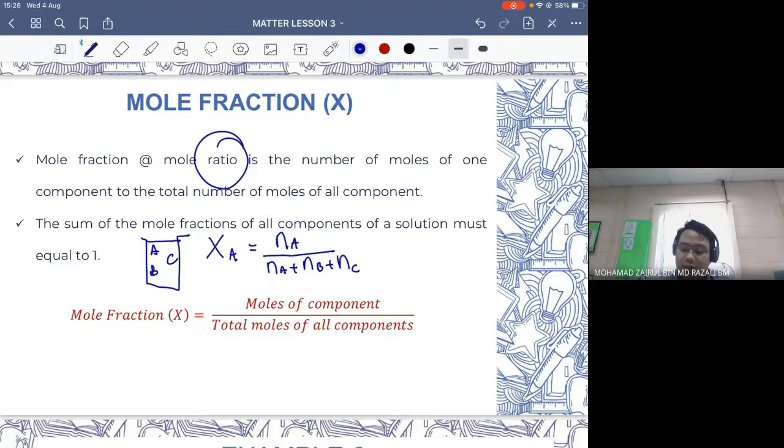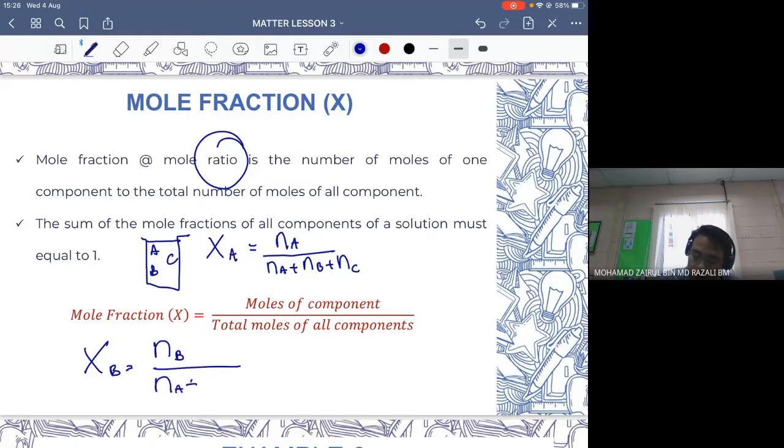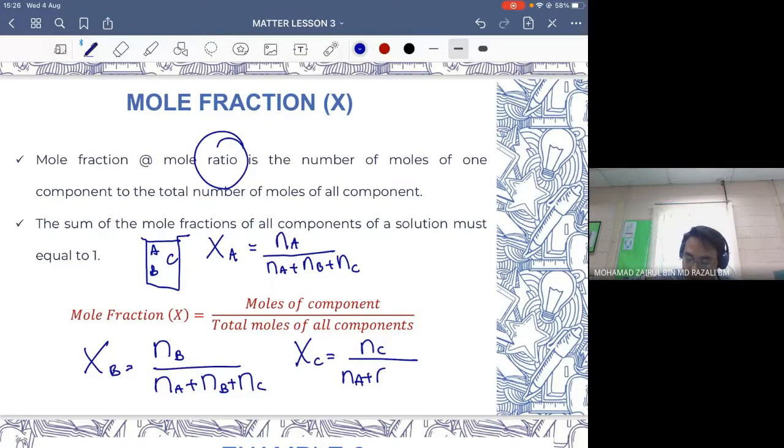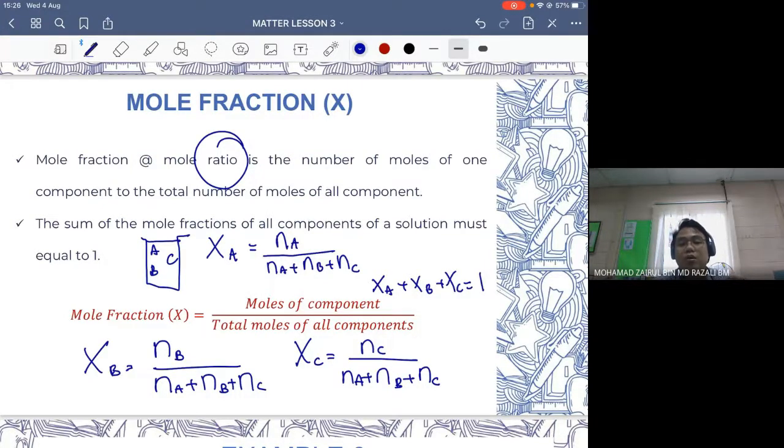Same goes if you want to find the mole fraction of B. So we need number of mole of B over mole A plus mole B plus mole C. And mole fraction for C is mole C over mole A plus mole B plus mole C. And the sum of all the mole fraction, so XA plus XB plus XC must equals to 1. The sum of all mole fraction must equals to 1. Mesti wajib sama dengan 1.